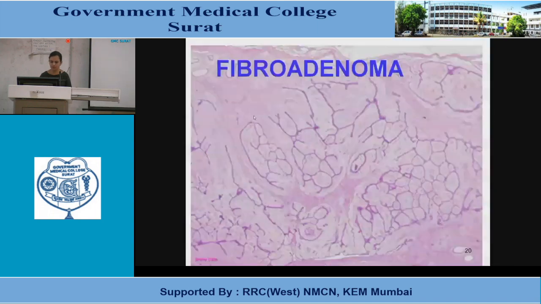Now fibroadenoma intracanalicular type, can you see these are the compressed cords. So here you won't be able to find the lumina within the glandular component, and this pale area is the stroma that is compressing these glandular components.